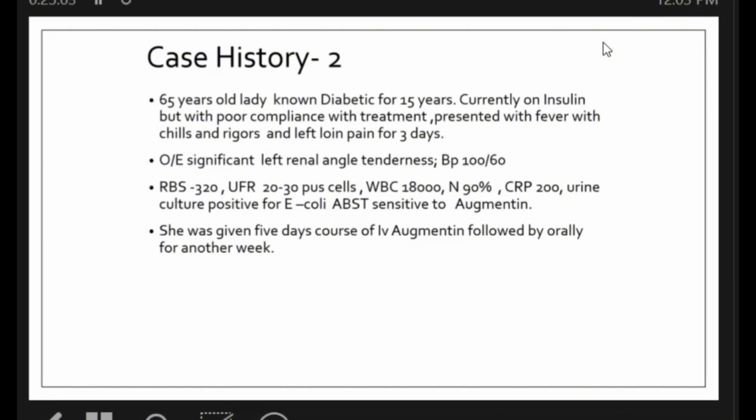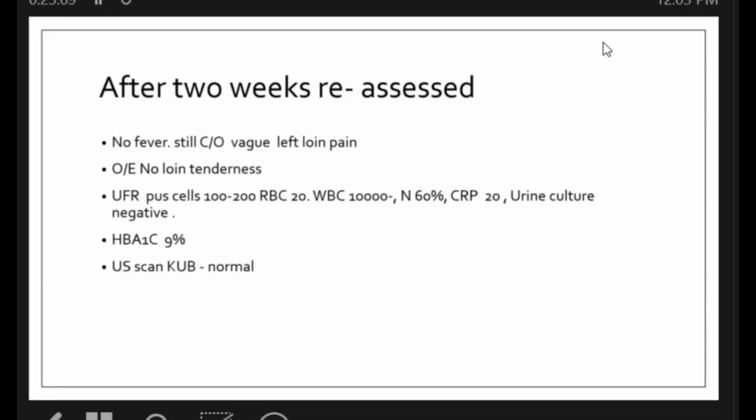She was given 5 days of IV augmentin followed by another 1 week of oral augmentin. After 2 weeks, she was reassessed in the outpatient clinic. She was afebrile, with no loin tenderness and no suprapubic tenderness, but on the UFR there are significant findings. Initially it was about 50, now it's more than 100, 200 pus cells. But the white cell count is quite normal, CRP and everything is normal, and the only thing is the HbA1c is 9. That means her blood sugar is very poorly controlled.